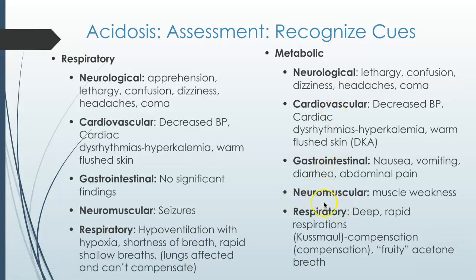Now looking at our metabolic, the kidneys are the ones that actually kick in to help with fixing this metabolic issue. So we're going to see deep, rapid respirations. They're already acidotic, so if we increase our respirations, we're going to blow off that CO2. And CO2 is an acid. It's a very potent acid. So these Kussmaul respirations are compensation. And then they may have that fruity acetone breath, depending on what their cause is.